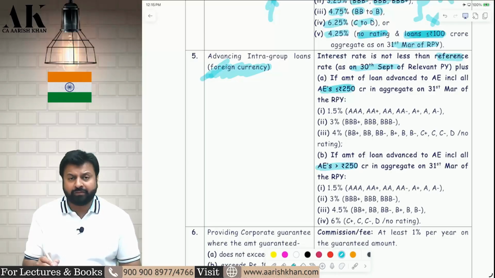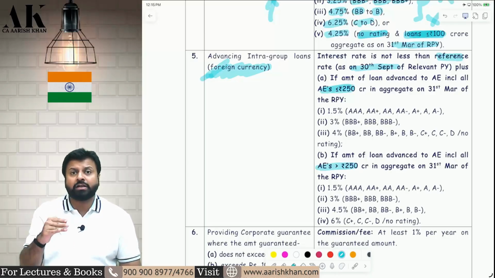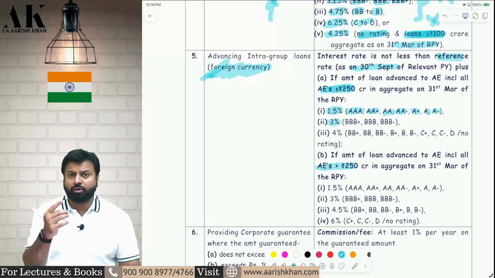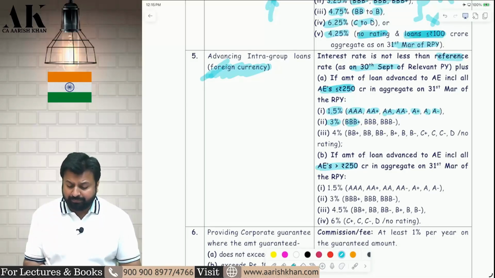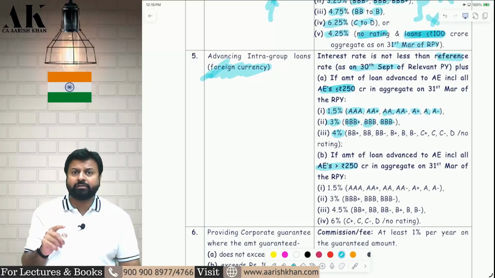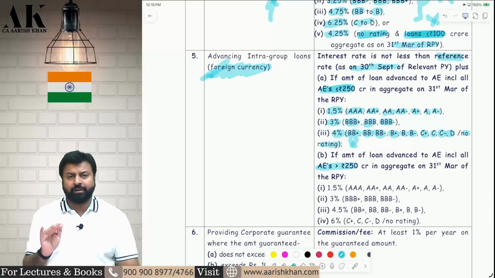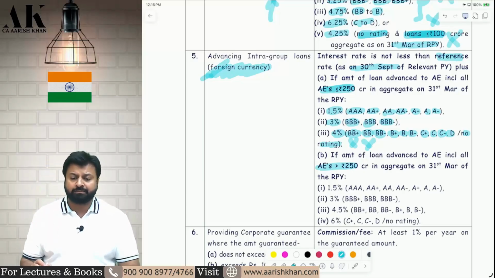So if the loan is up to 250 crore, you will take reference rate on 30th September plus 1.5% if the credit rating is AAA, AA plus, AA minus, A plus, A minus. Reference rate on 30th September plus 3% for BBB plus, BBB minus. Plus 4% for BB plus, BB minus, B plus, B minus, C plus, C minus, D, or no credit rating. No limit of 100 crore also over here. In case of no rating, here there is no limit of 100 crore.